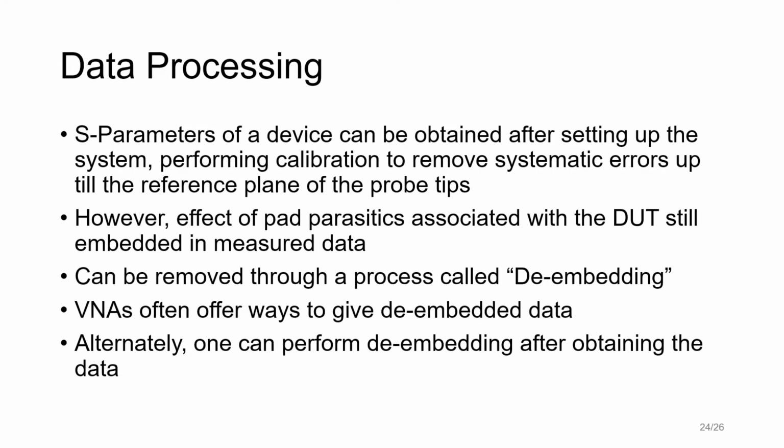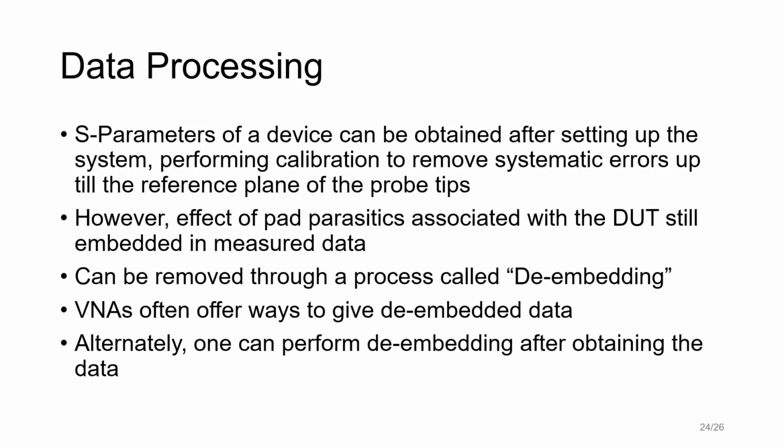We had earlier noted when we discussed calibration how performing calibration moved the plane of reference from the ports of the VNA to the tips of the probe. However, we also noted that the parasitics associated with the pads, the large GSG pads that were fabricated along with the device on the die, lead to unwanted effects and do not provide a true picture of the characteristics of the fabricated device alone. So we need to remove the effect of these large GSG pads on the data.